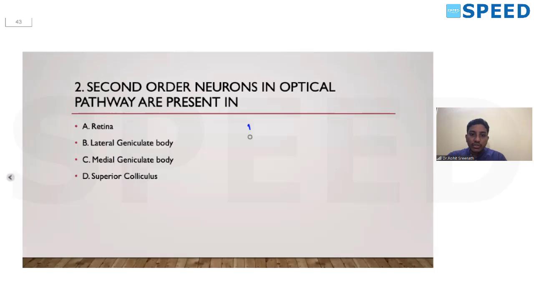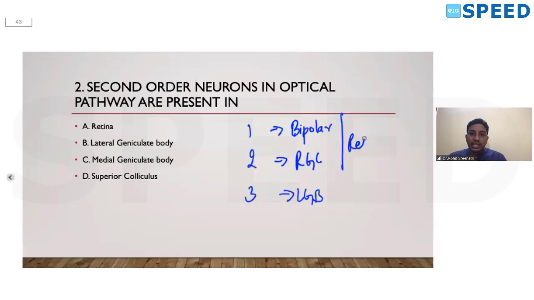Okay, so we should know the first order, the second order, and the third order. The first order neurons of the optical pathway are the bipolar cells. The second order neurons are the retinal ganglion cells, and the third order neurons are in the lateral geniculate body. Both the bipolar cells and the retinal ganglion cells are present in the retina. So these are the first and the second order neurons. So the answer will be retina.